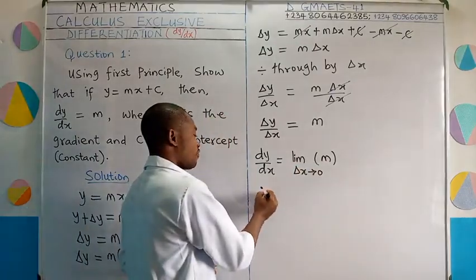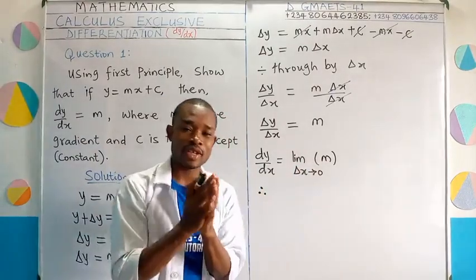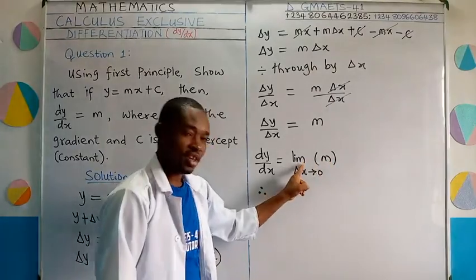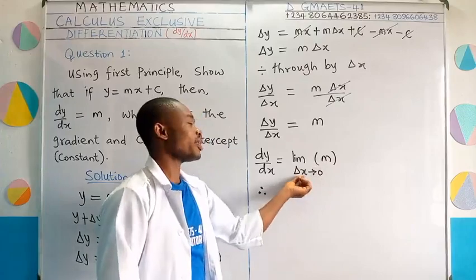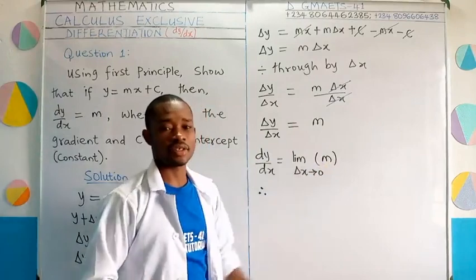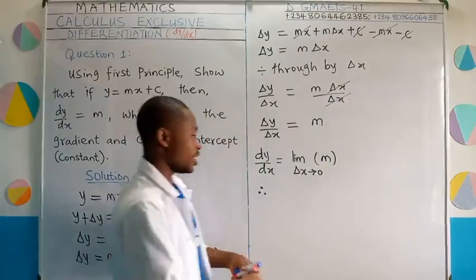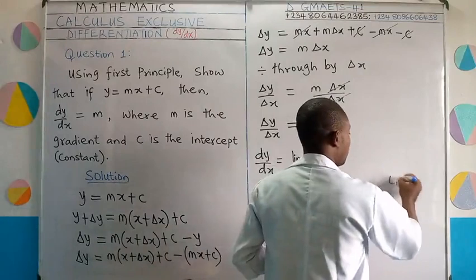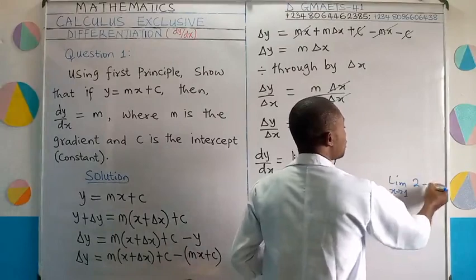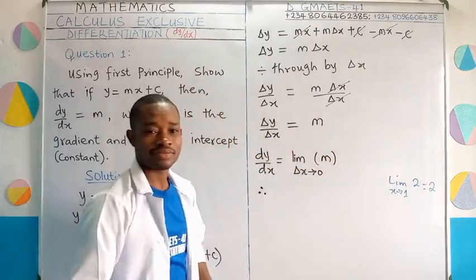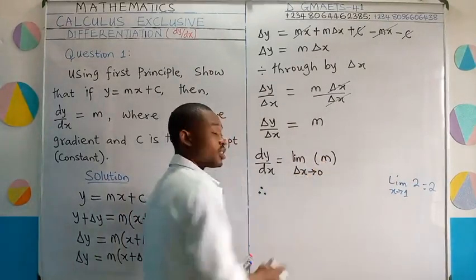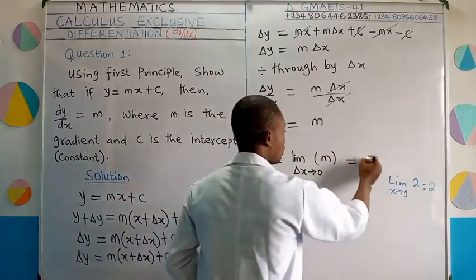And the limit of a constant, that is one property of limit. This m now is a constant, like a number. The limit of a constant as a particular quantity tends to any value will still give you that constant. Let me assume that I said, okay, fine, limit of, let's say limit of 2 as x tends to, let's say, 1. The answer will still be equal to that number 2. Therefore, limit of m as delta x tends to 0 will still give us what? m. This is equal to m.